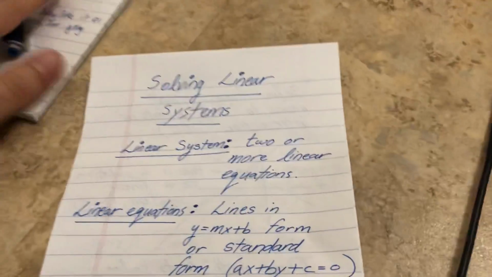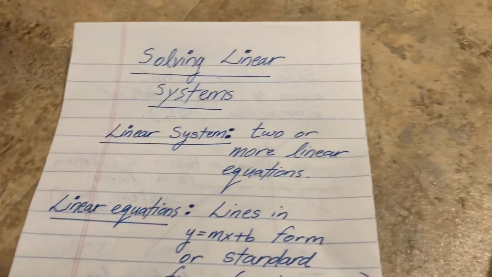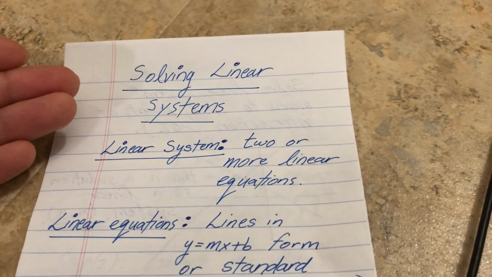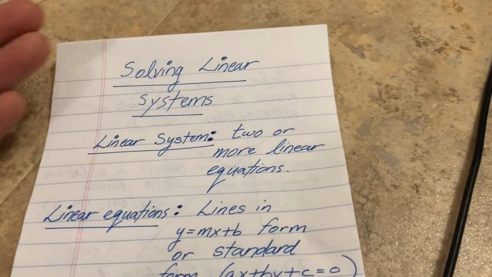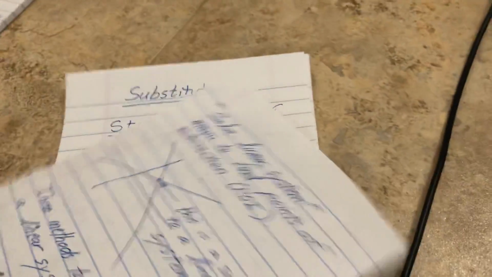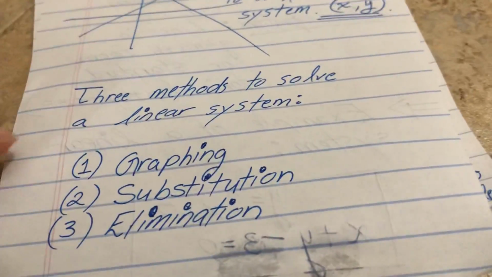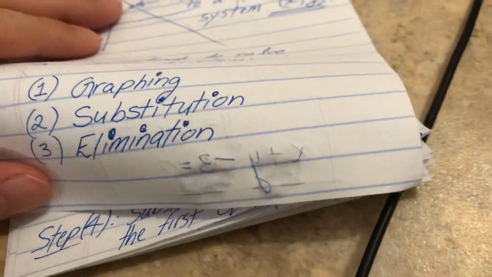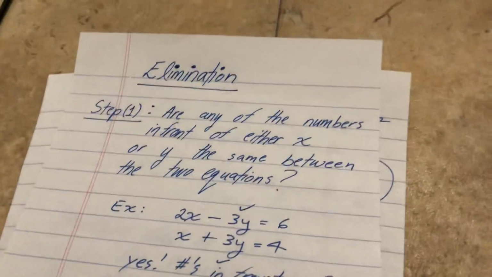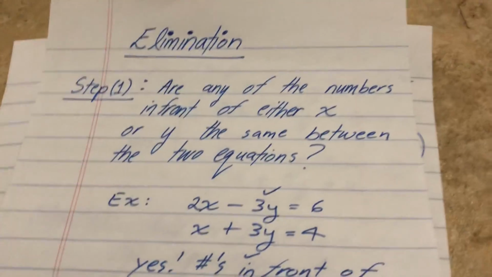Okay, in our previous videos, we were discussing solving linear systems. Now, when we solve linear systems, we find points of intersection. And there were methods to solving linear systems. What were they? Well, they were graphing, substitution, and elimination. Now, we talked about substitution in our last video, and in this video, we will be talking about elimination.